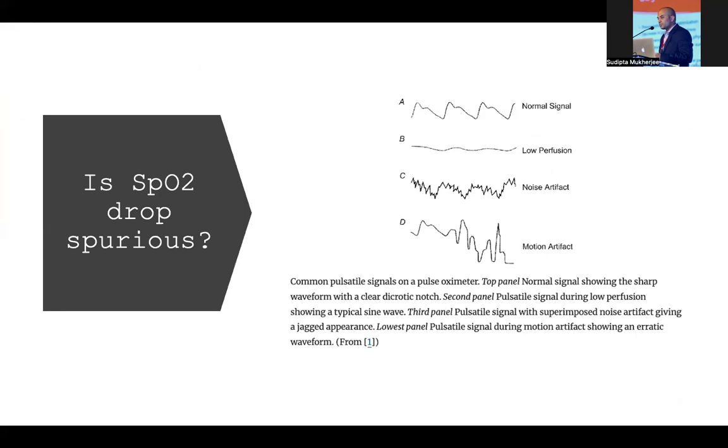The first thing we have to check is whether this drop in saturation is spurious or real. Compare graph A, where you get a good plethysmographic signal, with graph B, which shows a poor signal suggestive of low perfusion, and C and D, which show different kinds of artifact because of noise and motion. So even if the monitor shows a saturation number, if you get a graph like this, you're not able to interpret it. You have to reposition your probe to get a proper plethysmographic waveform. Then you can act on the number coming along with it.